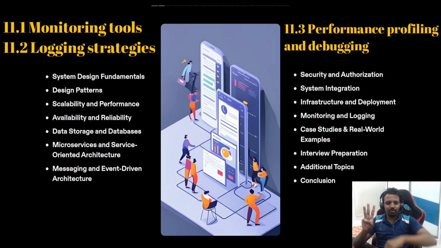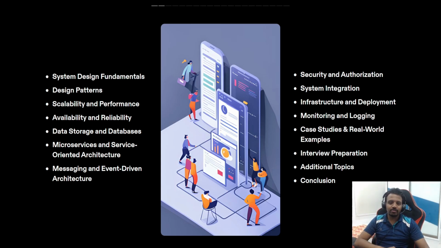Again, you did all the 10 topics, but if you are failing at this 11th category, no use. So these 3 subcategories we are going to cover in monitoring and logging, and then we are going to jump on to the case studies and real world examples.